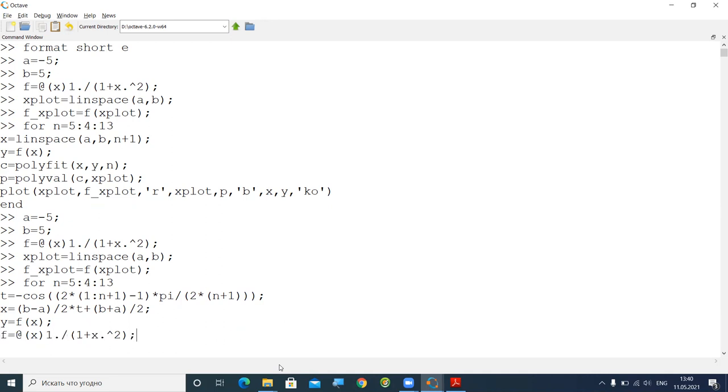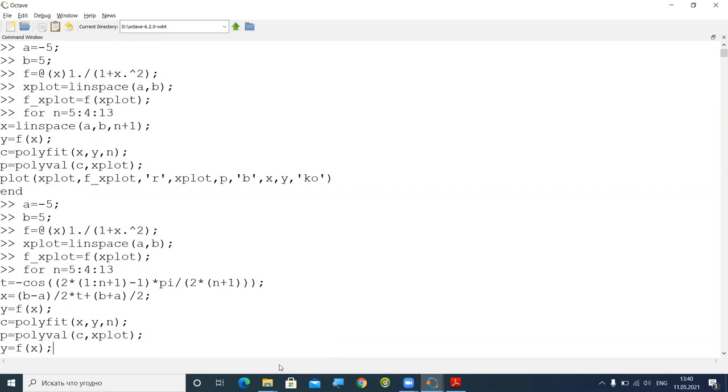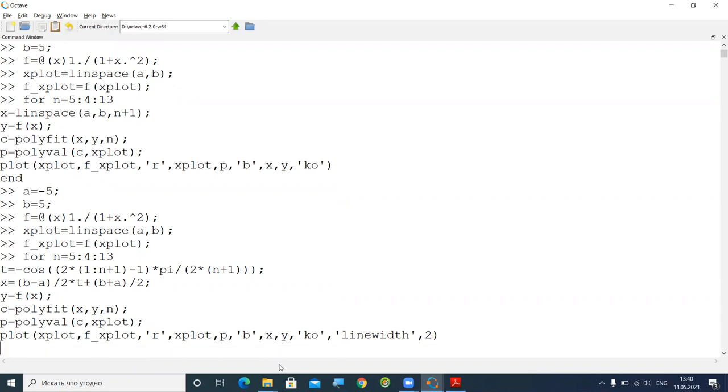Now polyfit here, in polynomial interpolation, and the polyval, evaluate polynomial. And then plot. So let's put here line widths to be more bold points, for example, 2. Okay, line widths and then close the loop.